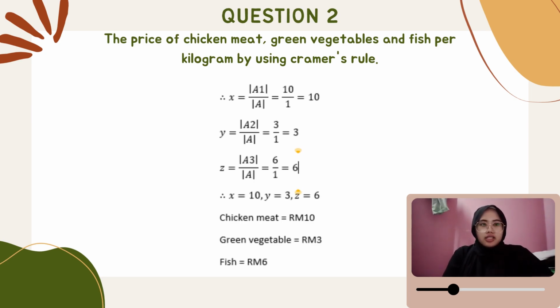So, the price for chicken meat is 10 ringgit. Green vegetables will be 3 ringgit. And the price of fish will be 6 ringgit.